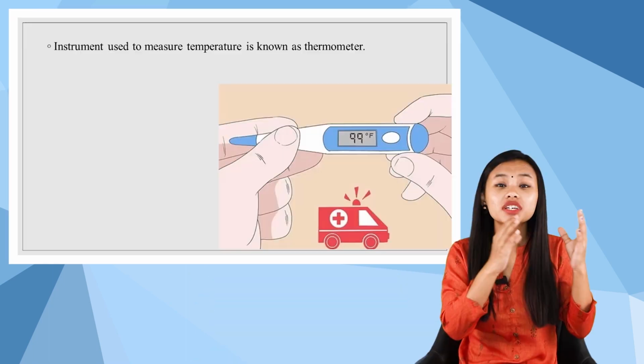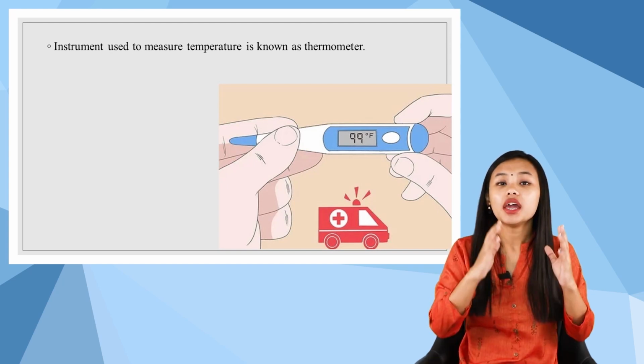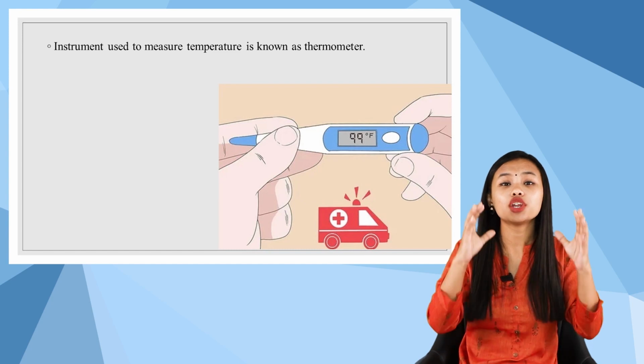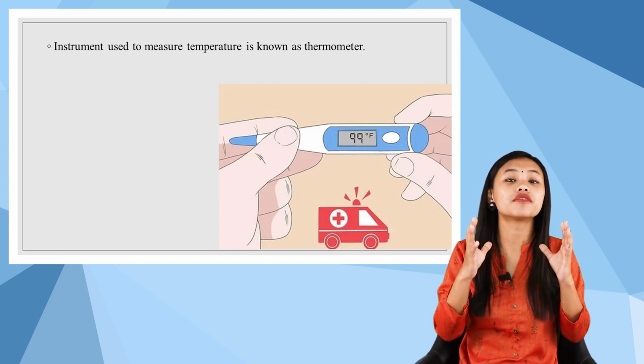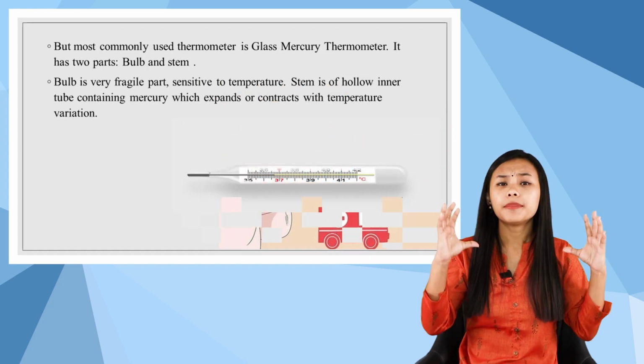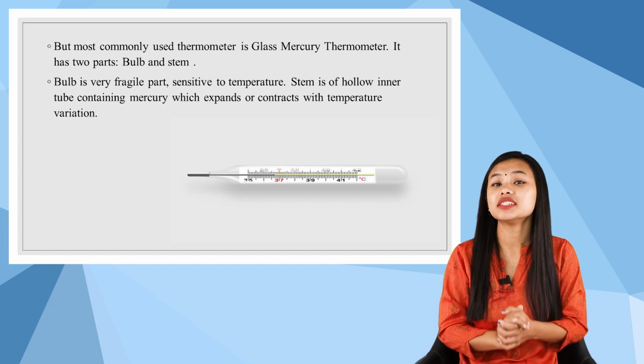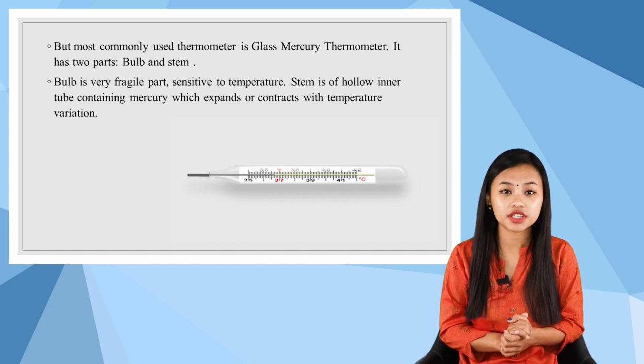Okay, so for assessing the body temperature, you need an instrument, right? This instrument which is used for assessing the body temperature is known as a thermometer, and you will find that there are a variety of thermometers available in the market. But among all of these, the most commonly used thermometer is the glass mercury thermometer.